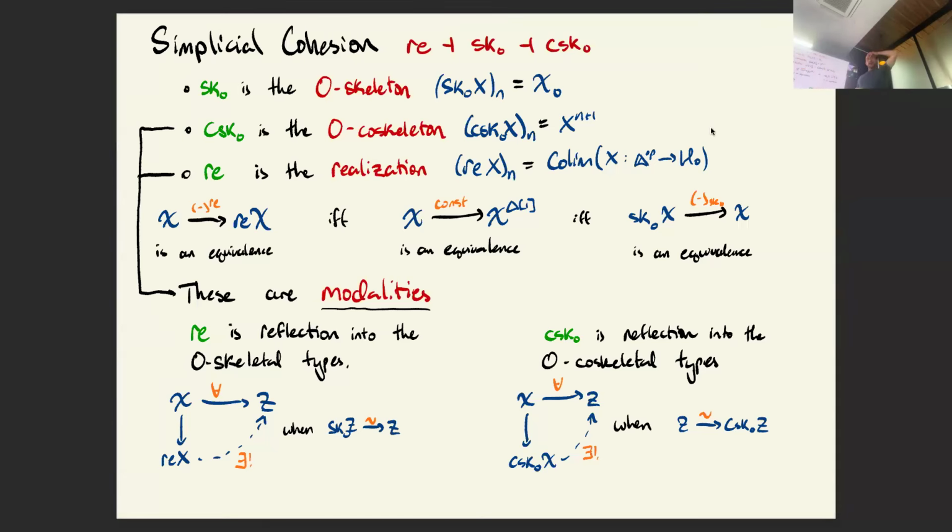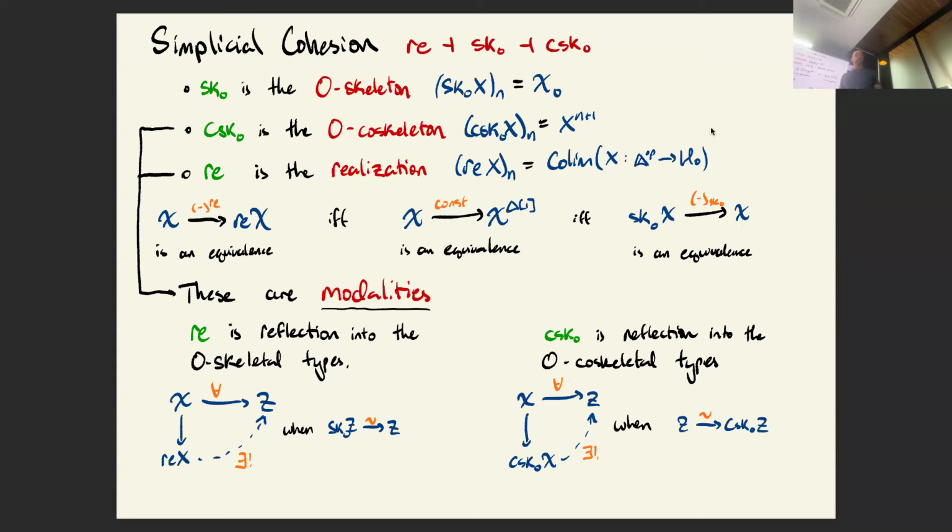So let's look at these modalities. SK0 is the zero skeleton modality, and it is given on n simplices by just the zero simplices. It's constant. So this was like the discrete inclusion. Then we have the co-discrete inclusion, the zero co-skeleton. And this is given by saying that the n simplices of the zero co-skeleton are all lists of n plus 1 points. So essentially you have exactly one for any list that you could possibly have for n simplices. And then finally, the leftmost adjoint, which is the co-limit, I've called the realization.